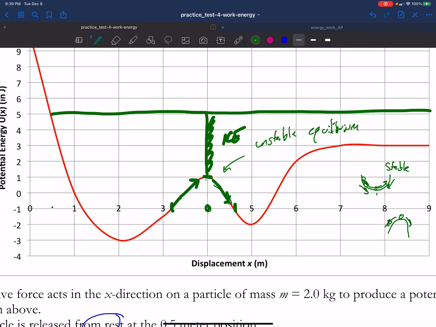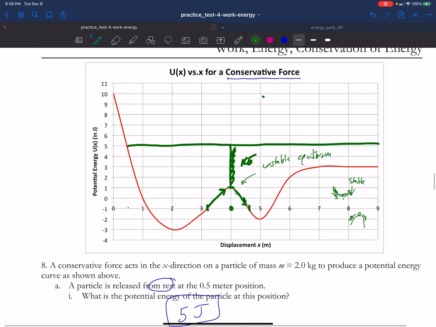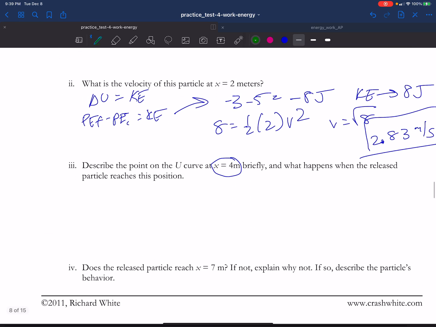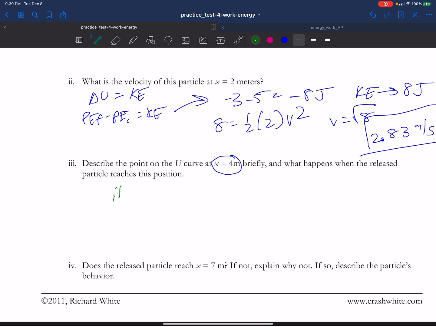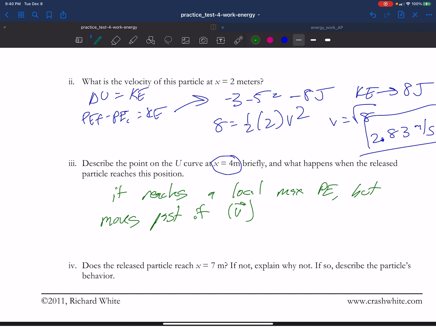And so you can imagine that this object, if we were to describe its motion, we would say that it reaches a local max of potential energy, but moves past it because of its velocity vector, because it has velocity past it. And that's due to the fact that it's an unstable equilibrium point.